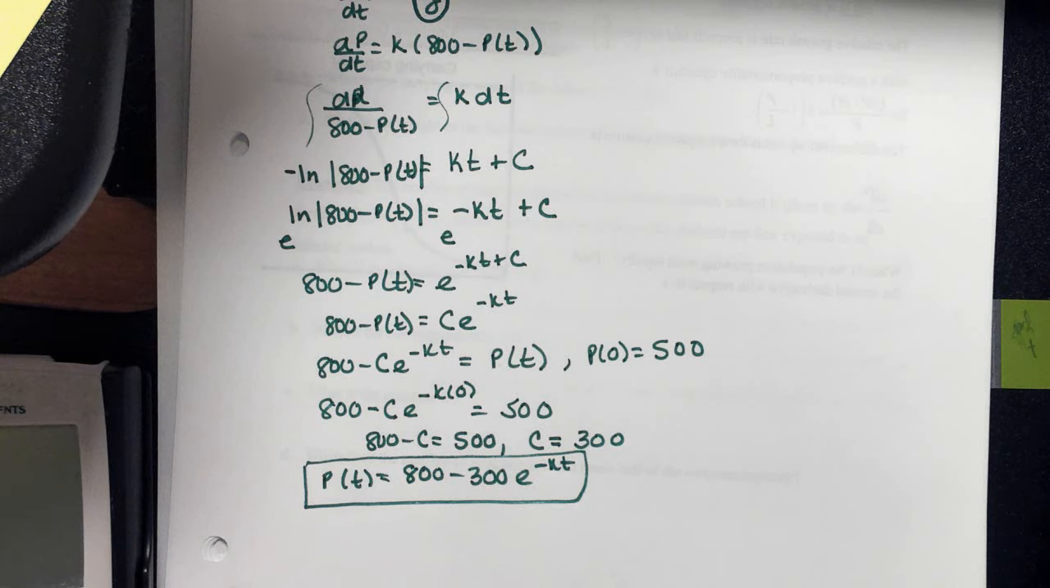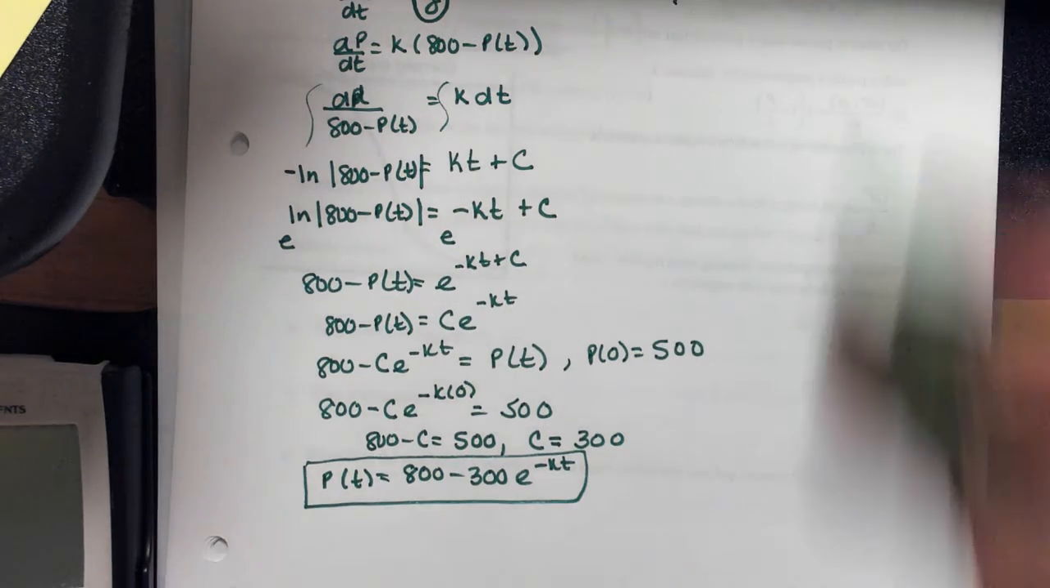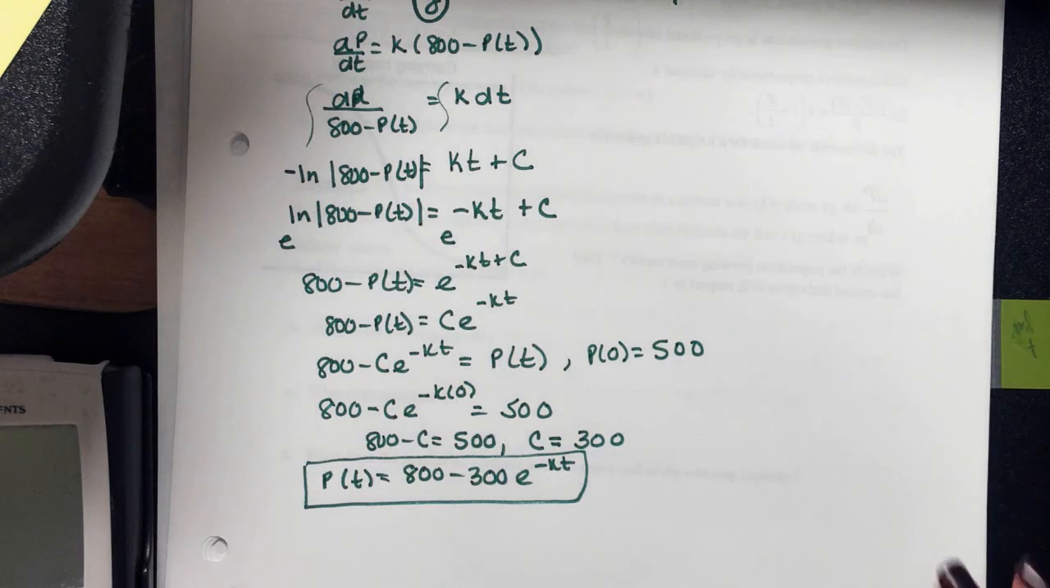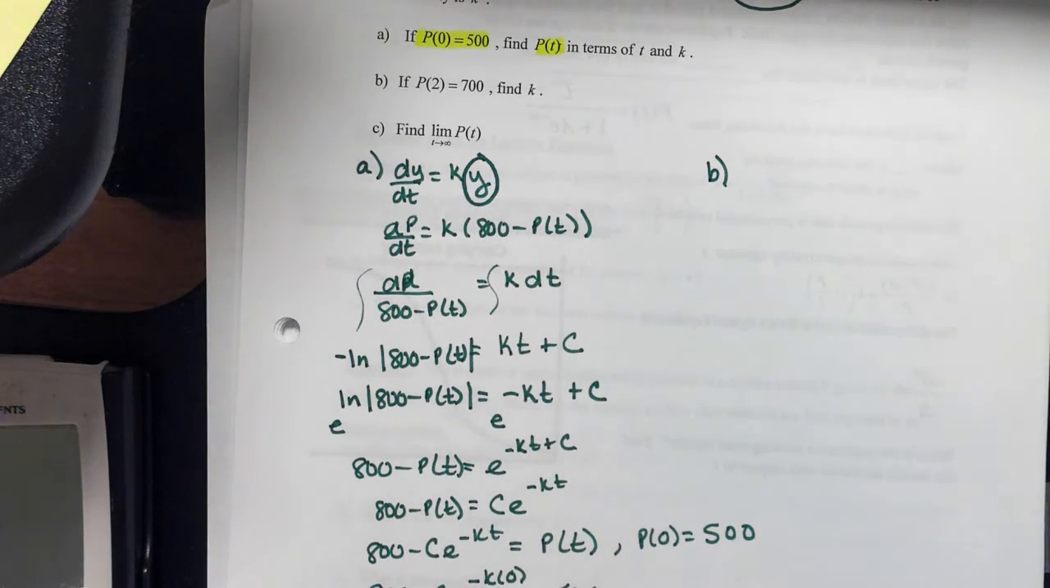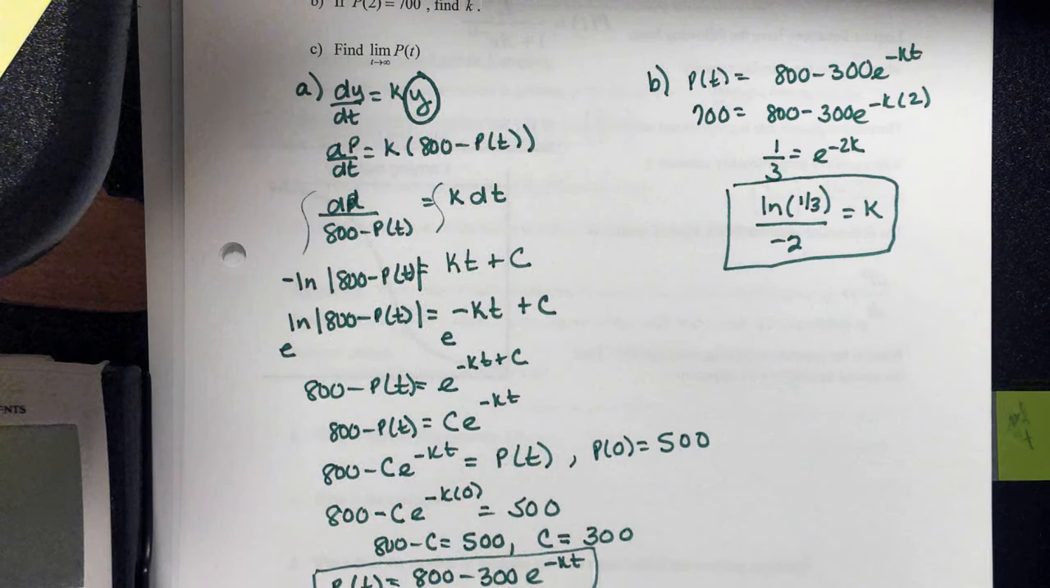So any questions on solving for P of t? You guys go ahead and do part B for me. Now that you have part A, go ahead and find k for me, given that P of 2 is equal to 700. Hopefully we came up with k to be equal to the natural log of 1/3 divided by negative 2. Any questions on how I found k?